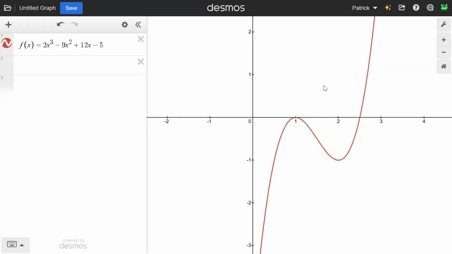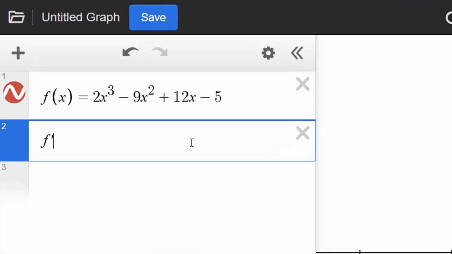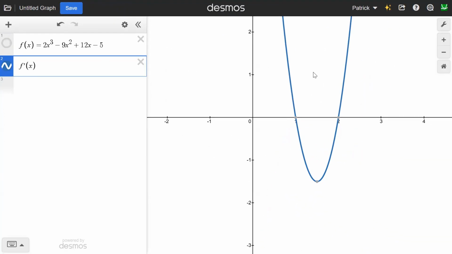Using Desmos, I can quickly graph the function and verify the intervals of increase and decrease. Notice that the function is increasing before 1, and then between 1 and 2 on the x-axis, the function is decreasing, and also after x equals 2, the function is increasing again. Additionally, I can graph f prime and verify that the first derivative is positive for values less than 1 and values greater than 2, and the first derivative is negative for values between 1 and 2.